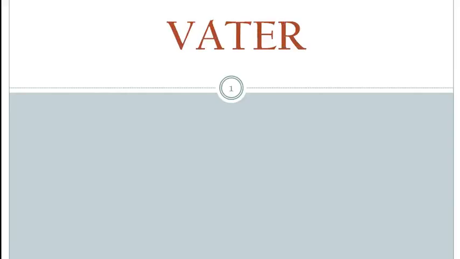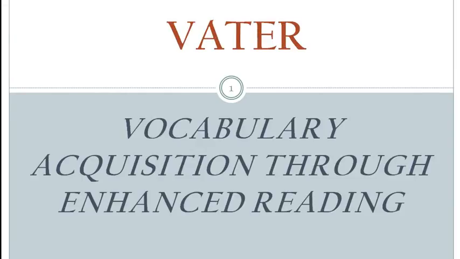VATER is an acronym that stands for Vocabulary Acquisition Through Enhanced Reading. It is a simple process that, once mastered, will allow students to become responsible for their own vocabulary development while improving their reading comprehension. VATER teaches students to discern the meanings of unknown words, independent of dictionaries and outside experts, such as educators.